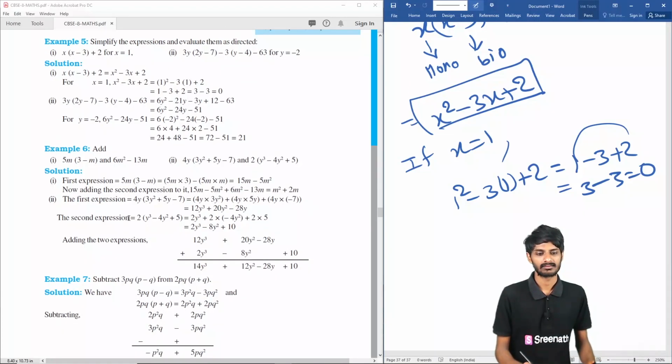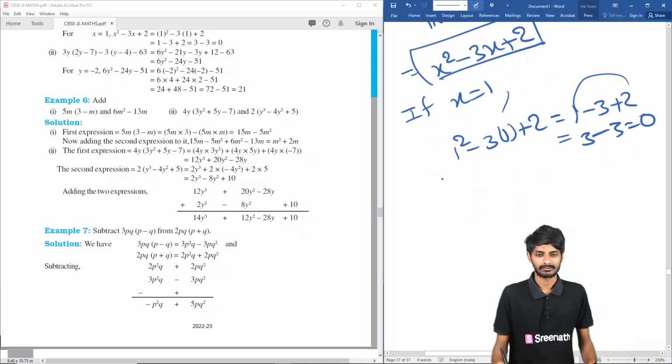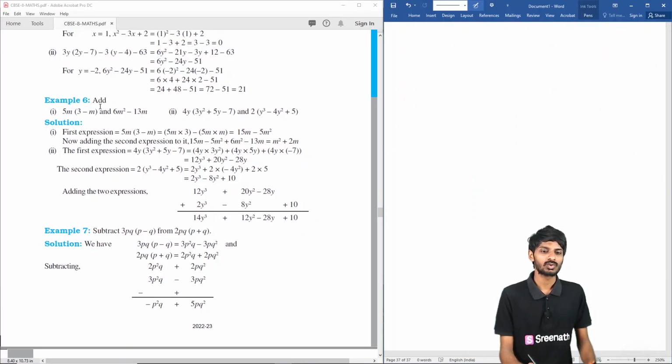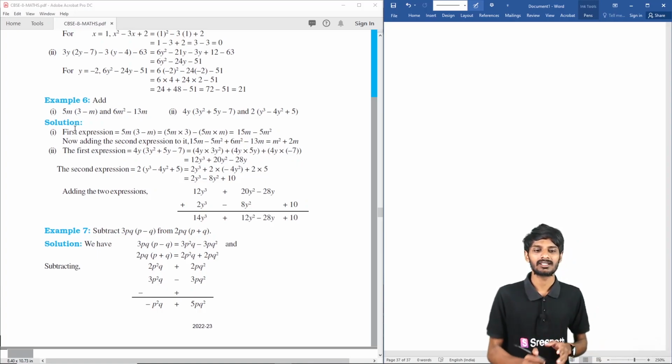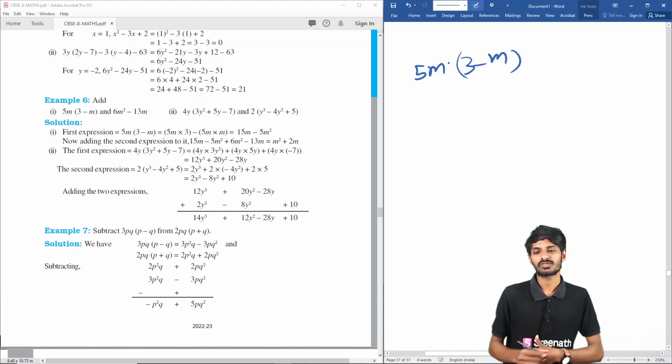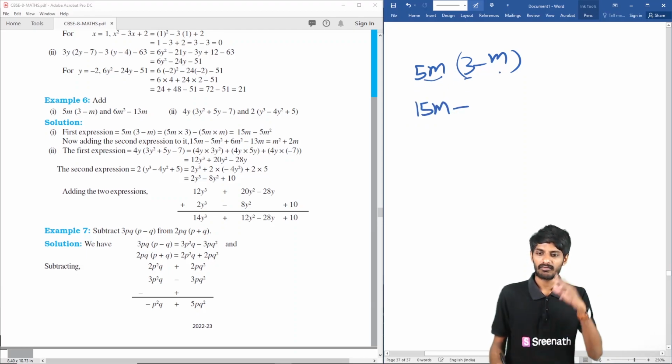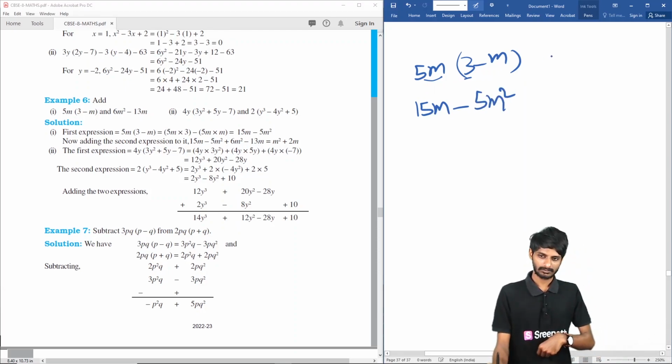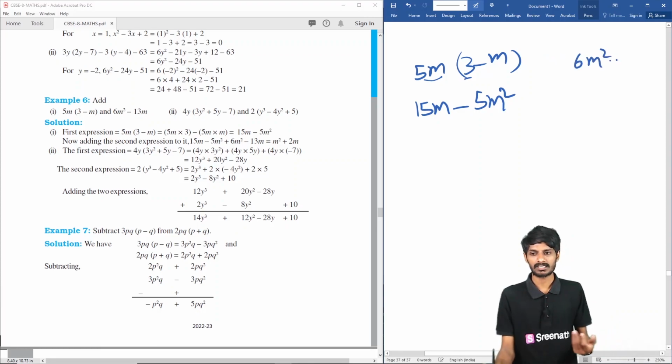Like that we have to do the task, students. And here they have given two expressions and they asked us to add them. Before we add them, there is a monomial which is 5m and a binomial which is 3 minus m. We have to multiply them. So it is the monomial by binomial multiplication. Multiply the monomial with each term of the binomial. That is 5m into 3 is 15m, minus 5m into m is 5m square. And the second term is 6m square minus 13m.